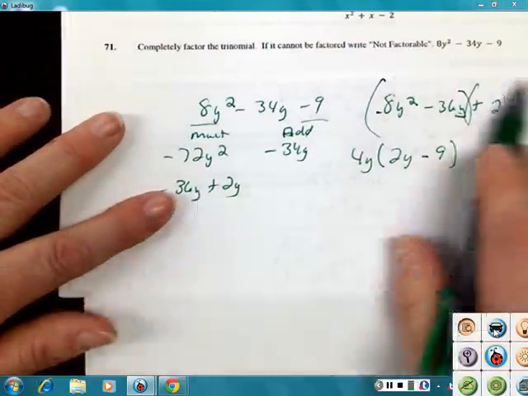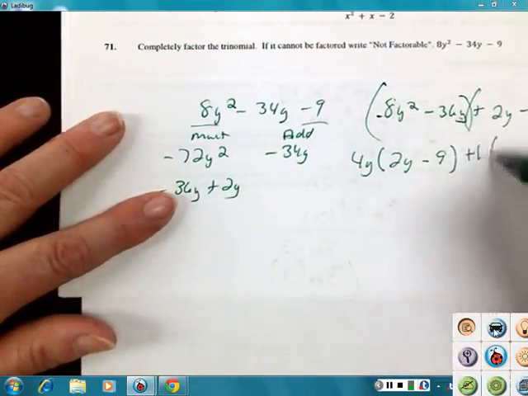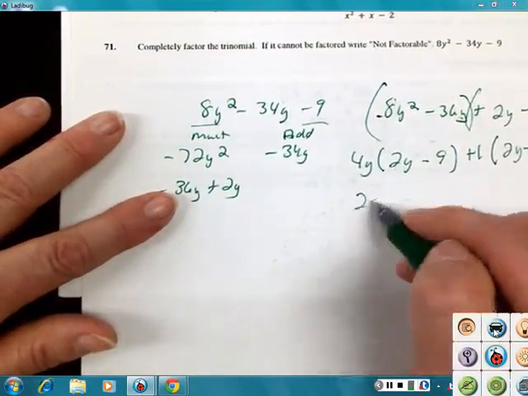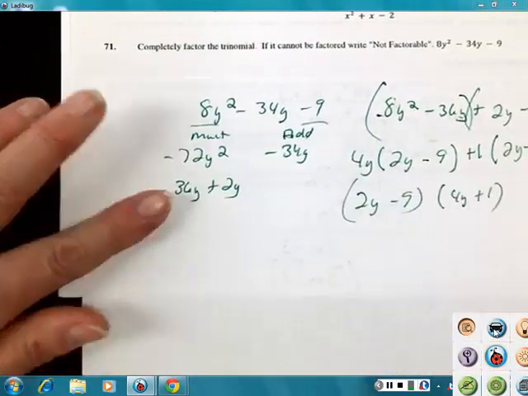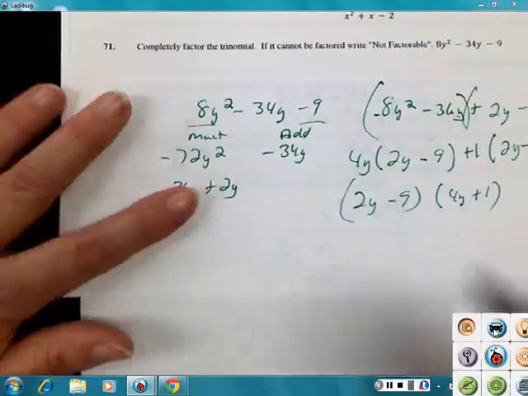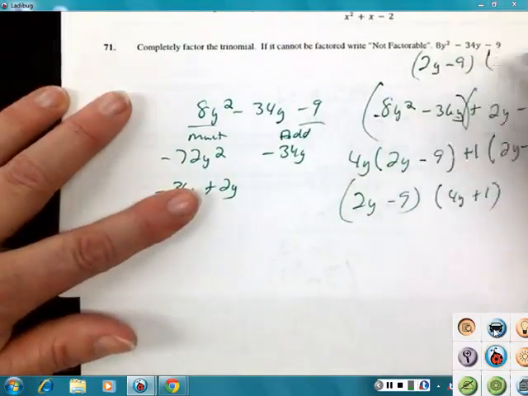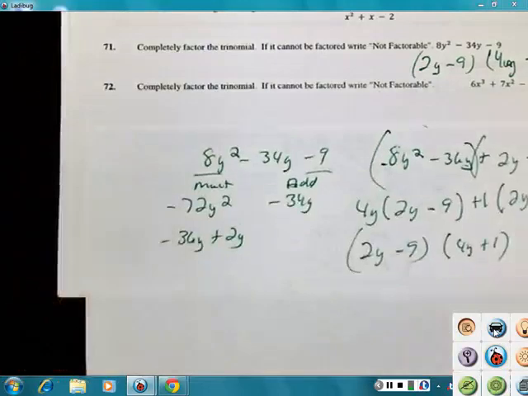And what can I pull out of the second one? If you can't pull anything out, you can always pull out a 1. They both match. So I end up with that for my answer. So it's 2y minus 9 times 4y plus 1. And we'll leave the next one for you to factor.